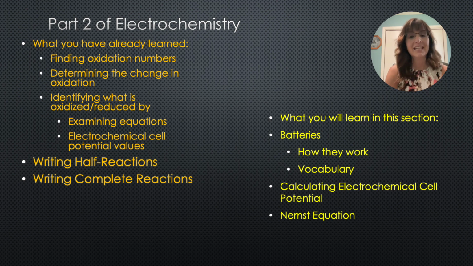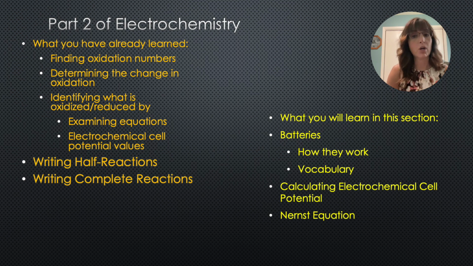Hey class, let's take a look at where we've been and where we're going in part 2 of electrochemistry. Where have we been? Well, so far you've learned to find oxidation numbers, determine the change in oxidation, identify who's oxidized and who's reduced, both by looking at the equation and by looking at electrochemical cell potential values. You've learned to write half reactions, and you've learned to write complete reactions in acidic solutions and basic solutions.